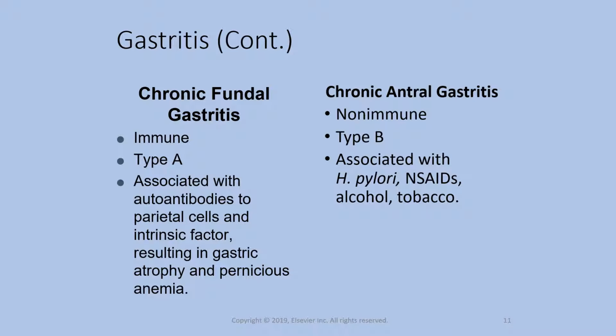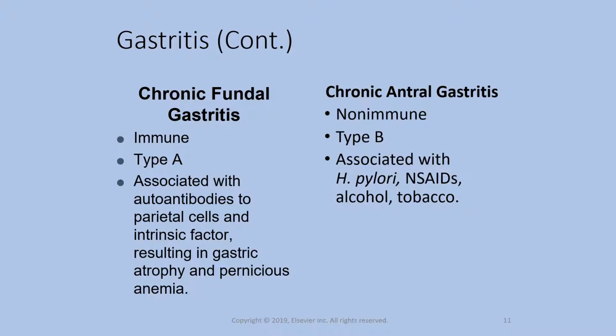So, chronic fundal gastritis. This is a type of gastritis. This is the immune type, type A, associated with antibodies to parietal cells and intrinsic factor, resulting from gastric atrophy and pernicious anemia, vitamin B12 deficiency, right? So this is the type of gastritis that you see in elderly people, because vitamin B12 deficiency and pernicious anemia are more associated with that.